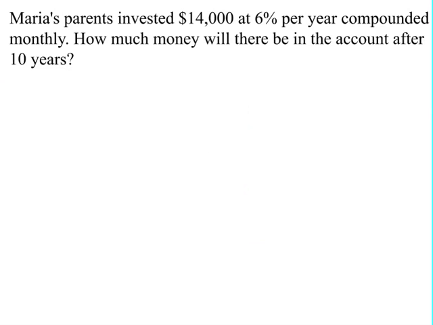Maria's parents invested $14,000 at 6% per year compounded monthly. How much money will there be in the account after 10 years? Let's go ahead and start. So we have A, that's how much we want to know. P is what? So what was it in this problem? 14,000. That's how much money you start with.